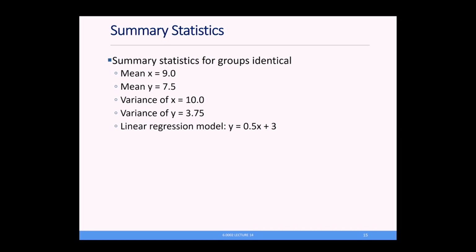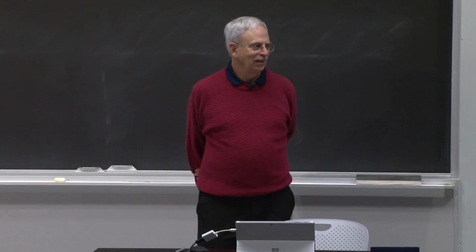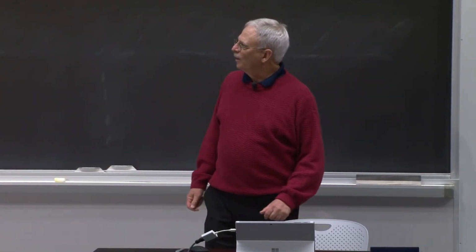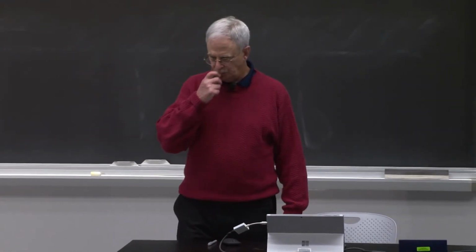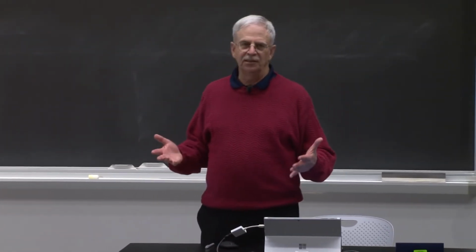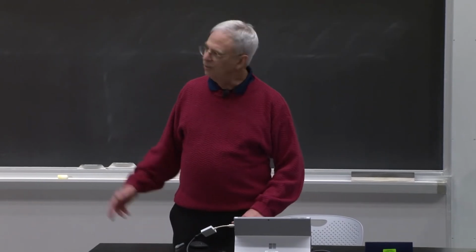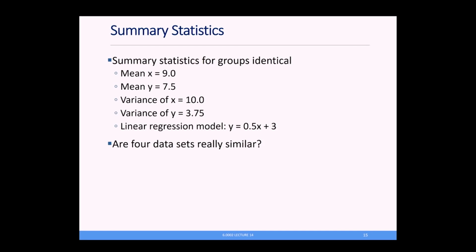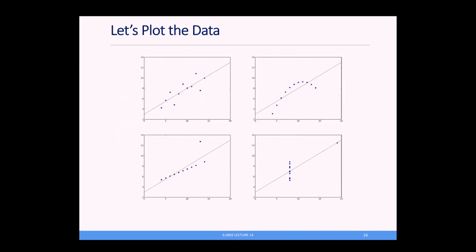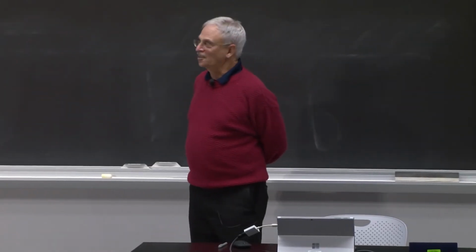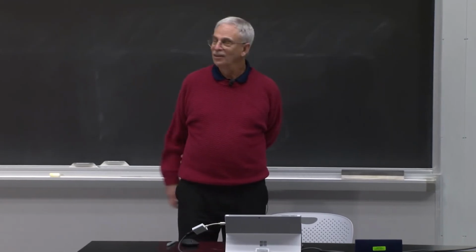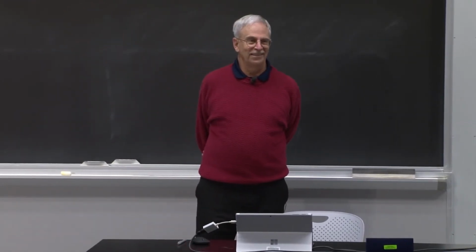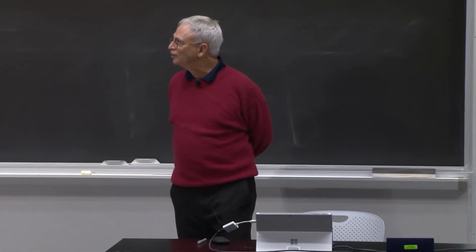And then I went and I fit a linear regression model to it, and lo and behold, I got the same equation for every one, y equals 0.5x plus 3. So that raises the question, if we go back, is there really much difference between these pairs of x and y? Are they really similar? And the answer is, that's what they look like if you plot them. So even though statistically they appear to be kind of the same, they could hardly be more different, right? Those are not the same distributions.